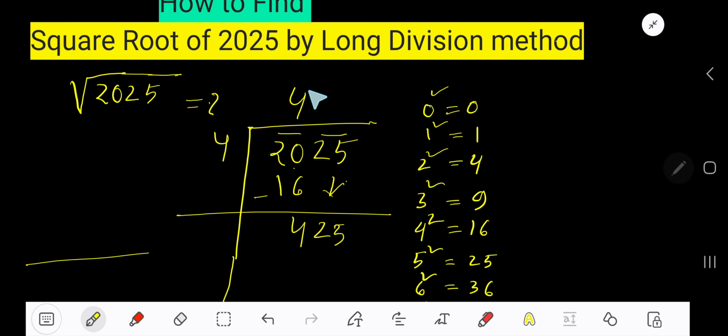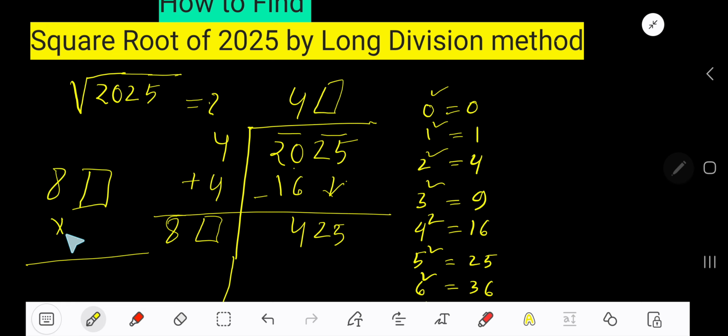You have placed the digit 4 here, so the same digit will come here and add. 4 plus 4, 8. Now you have to take a digit here. If you multiply, this time this result should be equal to this or nearest to this. If you look, take 5 here.